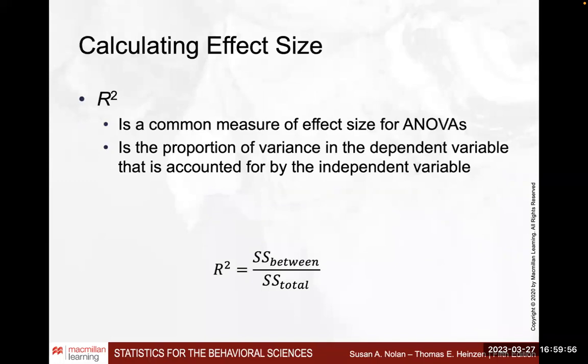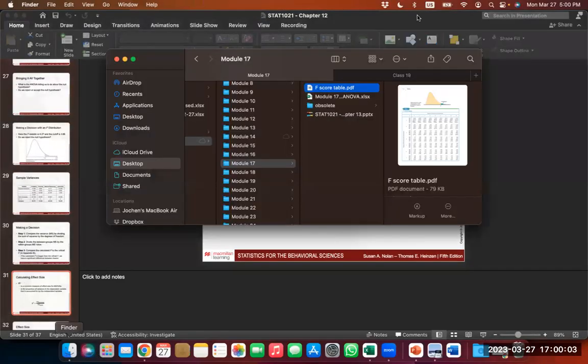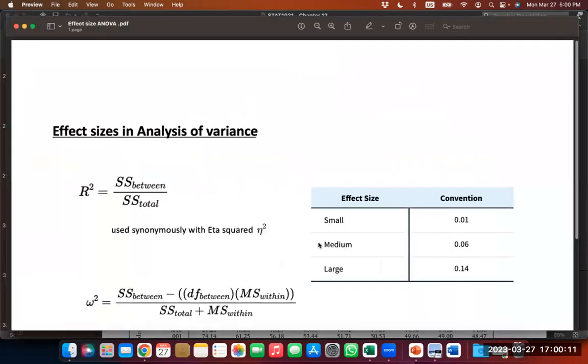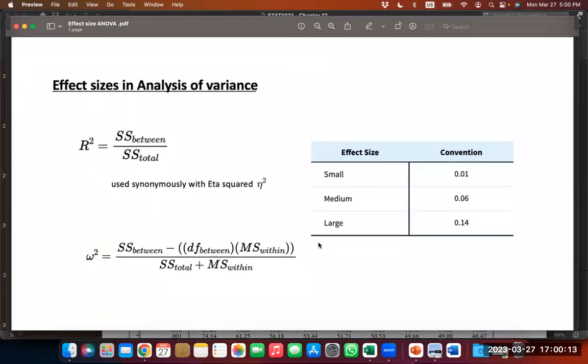Also keep in mind the effect size is calculated as the so-called R squared. And there's a little caveat, and it is not in the slides for some reason, which I will never really comprehend. Norton and Heinzen are not presenting both effect sizes, although they have it in the quizzes and in the books. So there are two different analysis of variance effect sizes. There's the R squared, which is also used in regression. So it's the same value. It's the sum of squares between divided by the sum of squares total.